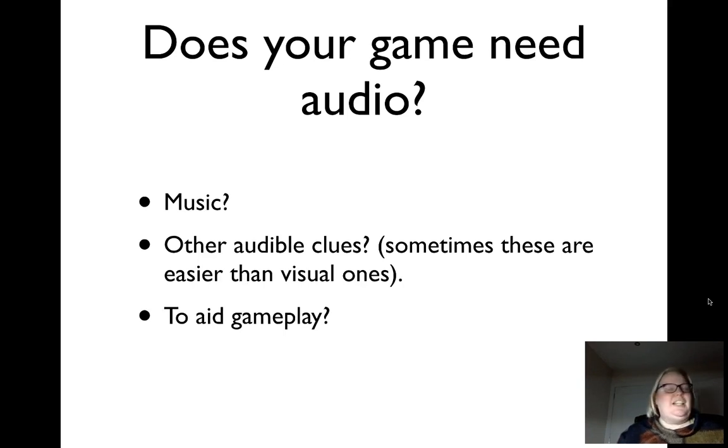Next thing is audio. Does your game actually need audio? Does it need music? Quite a lot of games, the music in the background becomes a really famous part of the games. In fact, there's even concerts now which just play music from games.